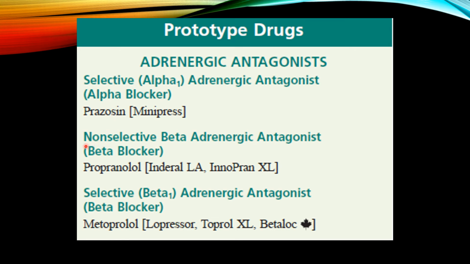We also have a non-selective beta adrenergic antagonist, so it acts on both beta 1 and beta 2. We have here propranolol. And we have a selective one, so it only acts on the beta 1 receptors. An example of a selective beta blocker is metoprolol.